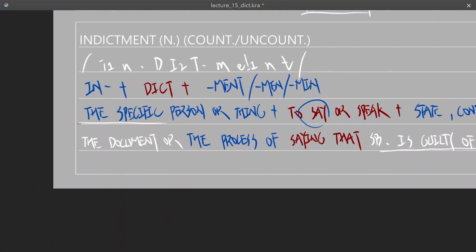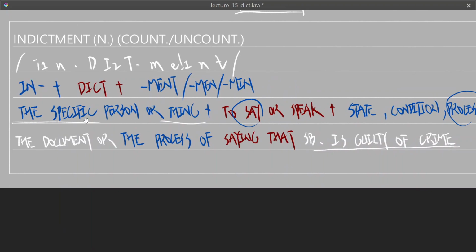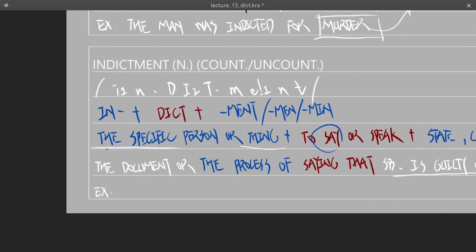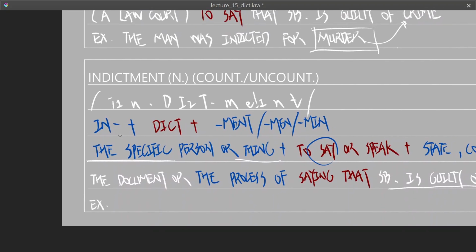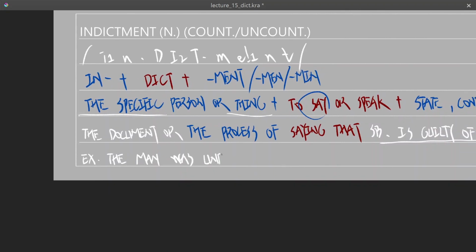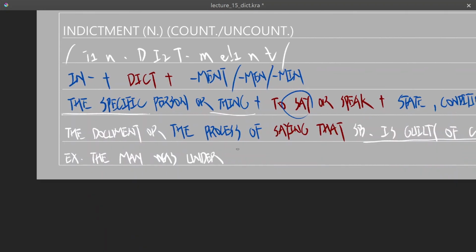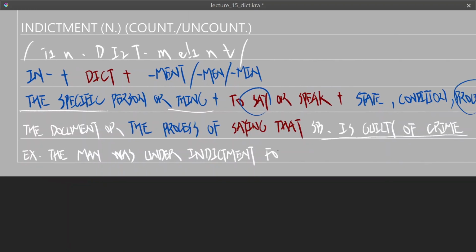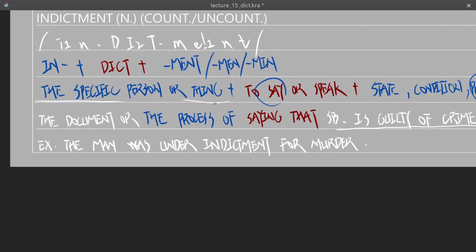Alright, so for example, let's say again, the man is a noun. So the man was under indictment. Indictment for murder. Right, the man was under indictment for murder.